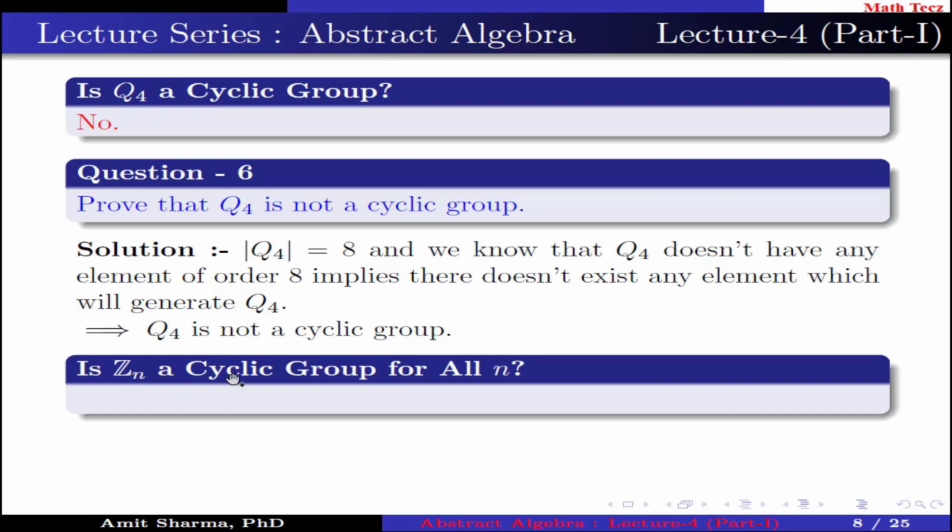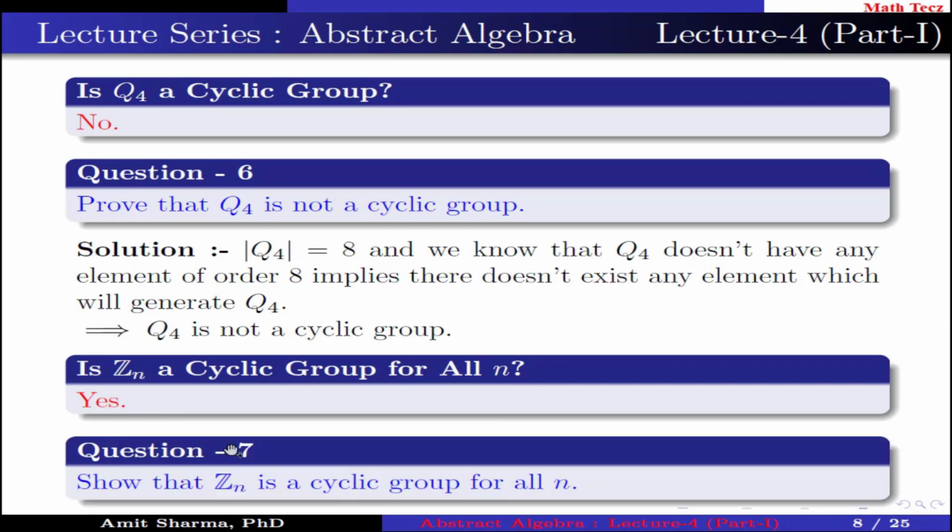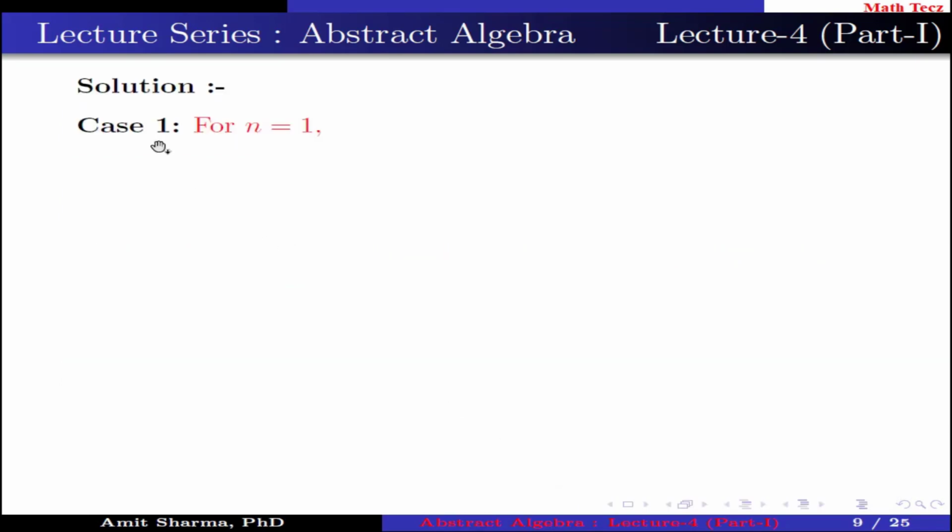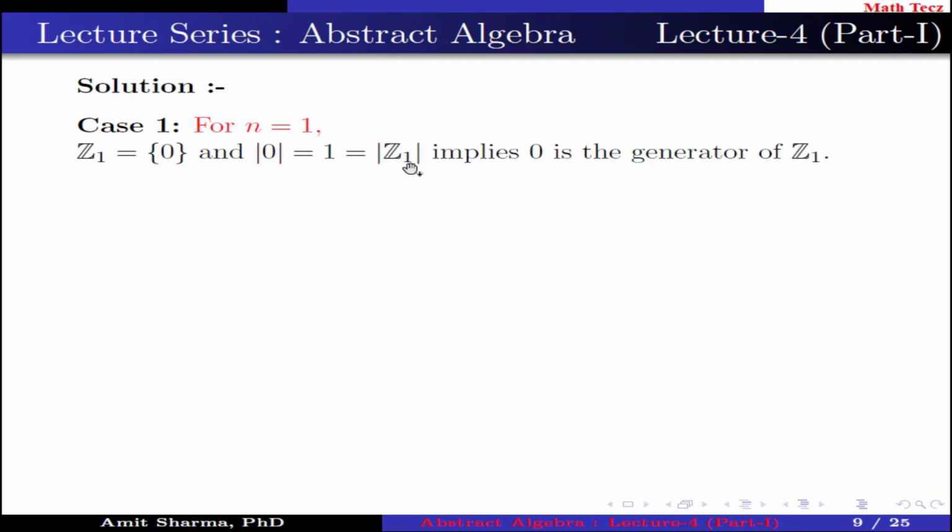Is Zn a cyclic group for all n? Answer is yes. Question number 7. Show that Zn is a cyclic group for all n. Case number 1, for n equal to 1, Z1 contains the element 0 and order of 0 is 1, which is equal to order of Z1, implies 0 is the generator of Z1. Therefore, Z1 is a cyclic group.